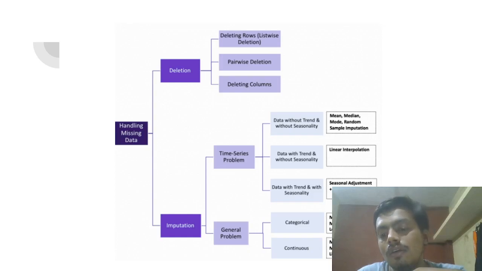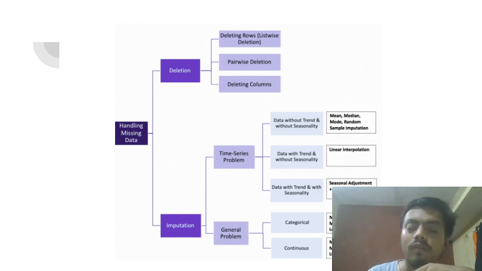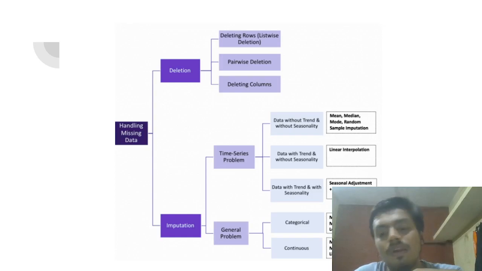Multiple imputations means not just one imputation, but you can do lots of imputation on the basis of the different categories and some other properties which you can take into leverage. In continuous, people use median, mode, and you have the multiple imputation and linear regression.